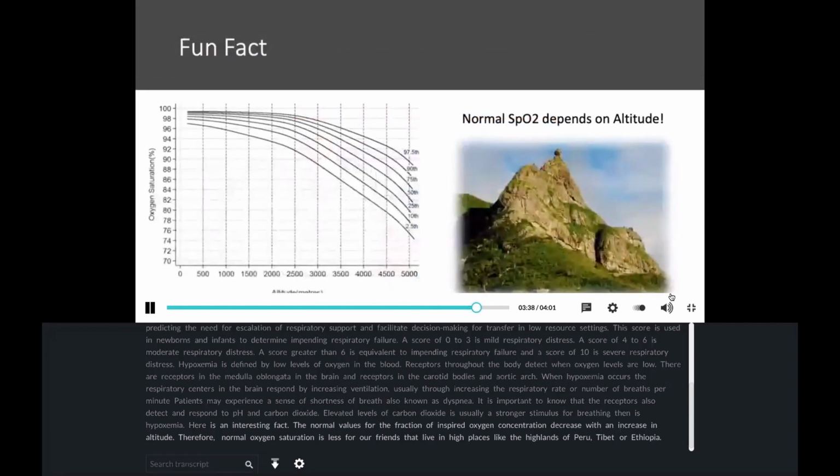Here is an interesting fact. The normal values for the fraction of inspired oxygen concentration decrease with an increase in altitude. Therefore, normal oxygen saturation is less for our friends that live in high places like the highlands of Peru, Tibet, or Ethiopia.